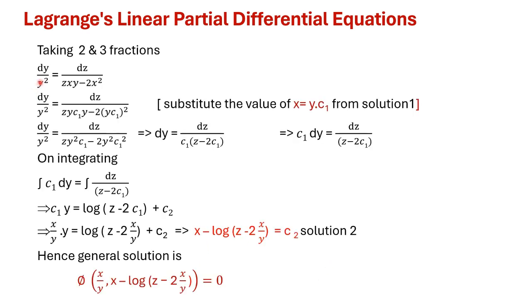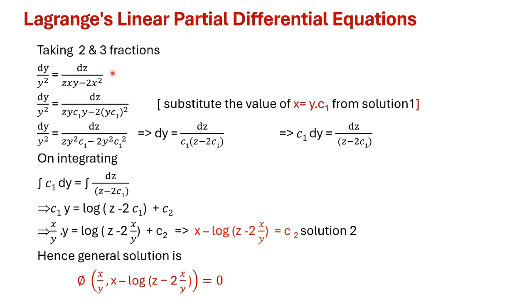Now taking fraction 2 and 3. dy by y square is equal to dz by zxy minus 2x square. Here dy and dz are given, so all the terms should be in terms of y and z. But here we see an x term, so it becomes difficult to integrate. So this x term needs to be substituted. From solution 1 we know x is equal to y into c1. So we'll put the value here.